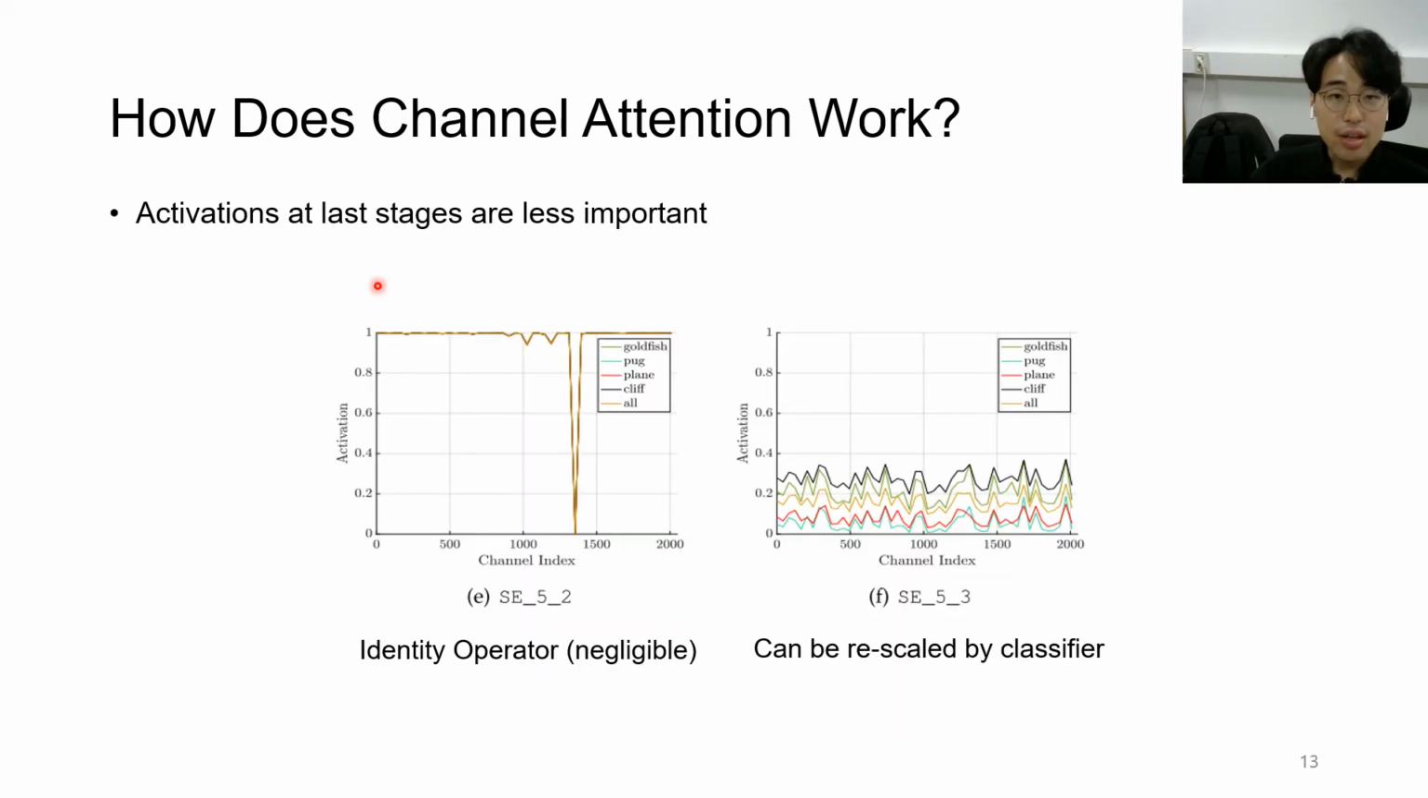On the other hand, the attentions at the last stages are less important since they are either saturated or simply scaled. The saturated attentions are similar to the identity operator, so they are negligible. The attentions with different scales can be rescaled by the classifiers at the end of the networks, making these attentions less useful. So the SE blocks responsible for these attentions can be removed, resulting in lighter networks.